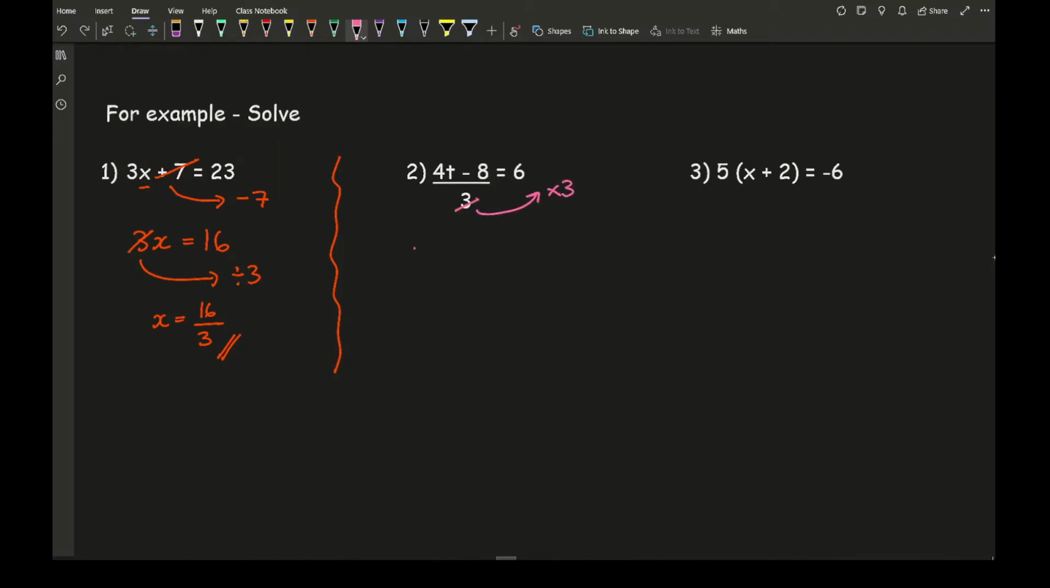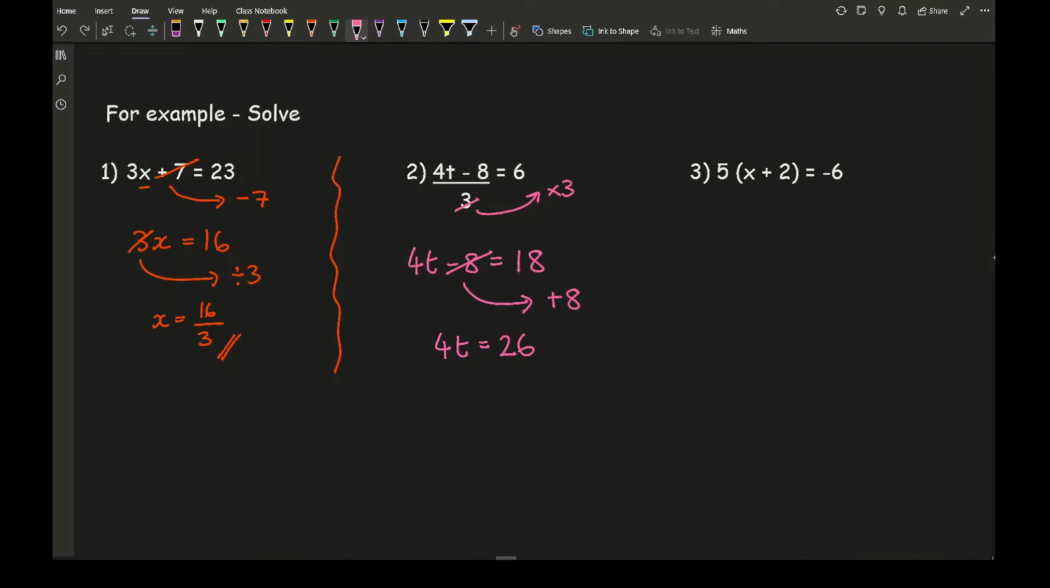So here what I end up with is 4t minus 8 equals 6 times 3, which is 18. Now I want to get rid of the next thing that's furthest away from t, which is minus 8. So I do the opposite. So to get rid of minus 8, I add 8. So I get rid of that, and I've got 4t equals 18 plus 8, which is 26.